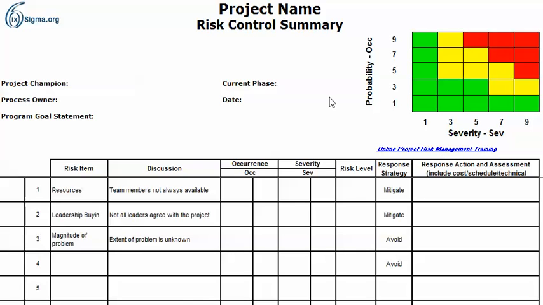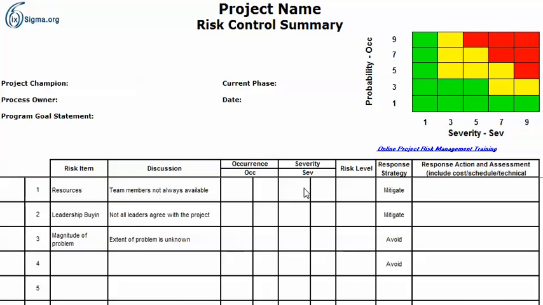So how does this play out? Well, I've got some items here that we can use as an example. The first thing I do is number down the side here: risk item 1, 2, 3, and so forth. So risk item number 1 is resources. And the discussion that I've provided here is team members are not always available. In other words, the resources are not always available when the team needs them. And then we have to assess both the occurrence, how likely are the team members not going to be available, and if that is true, what would be the severity of that.